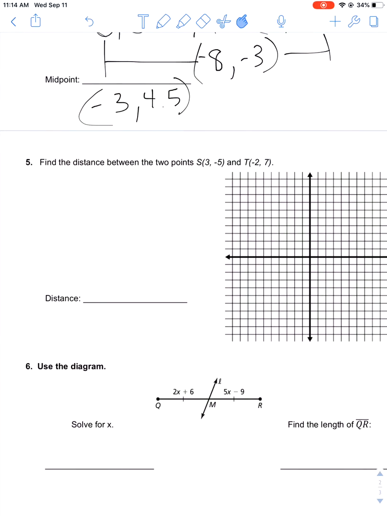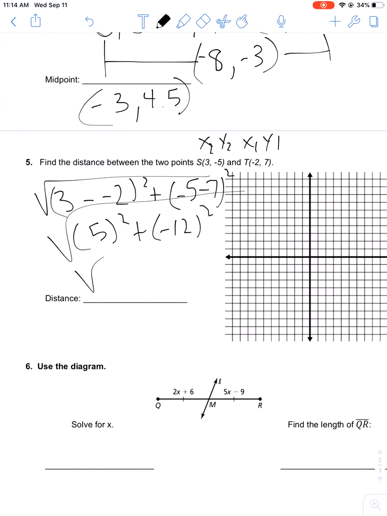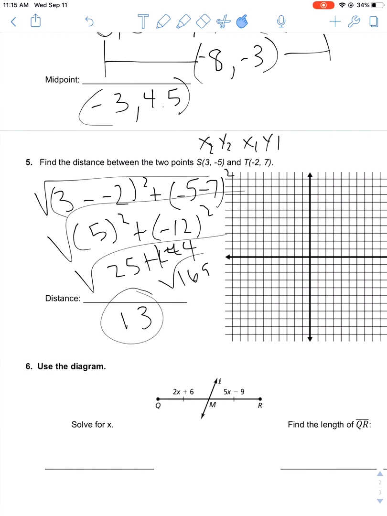Alright, find the distance between these 2 points. Distance is the square root of x2 minus x1 squared plus y2 minus y1 squared. So that's going to be 5 squared plus -12 squared. Square root of that. So square root of 25 plus 144. That's the square root of 169, which is 13. That would make a really good test question.